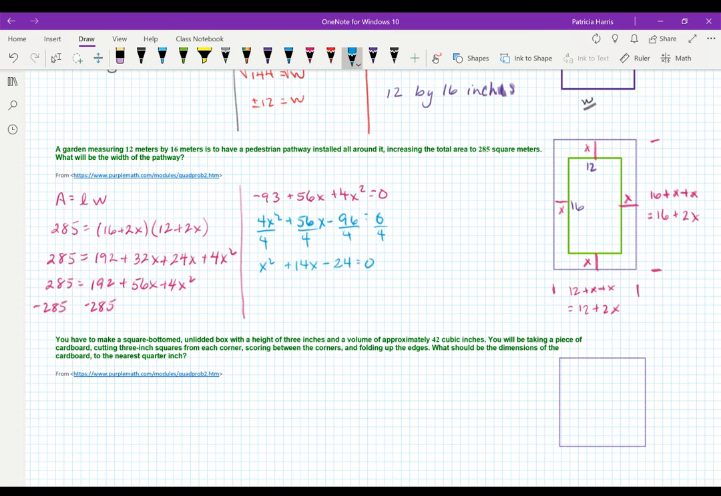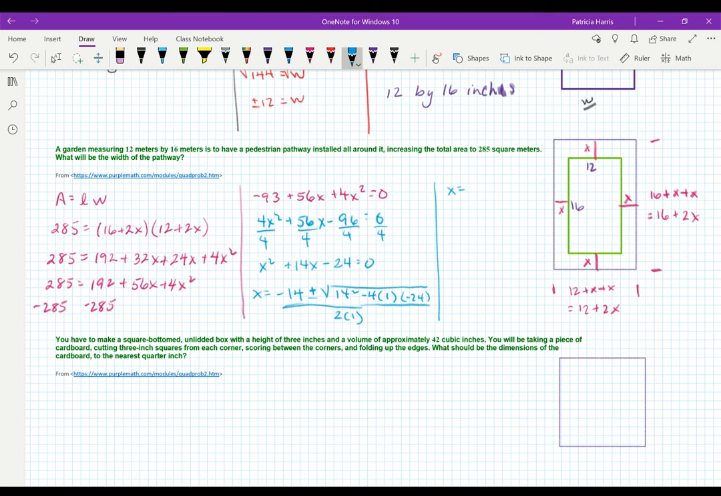Okay, I personally cannot think of any two numbers that will multiply to a negative 24 and add to give me a 14. So that tells me quadratic formula. So negative b plus or minus the square root of b squared minus 4 times a times c, all over 2 times a. All right.